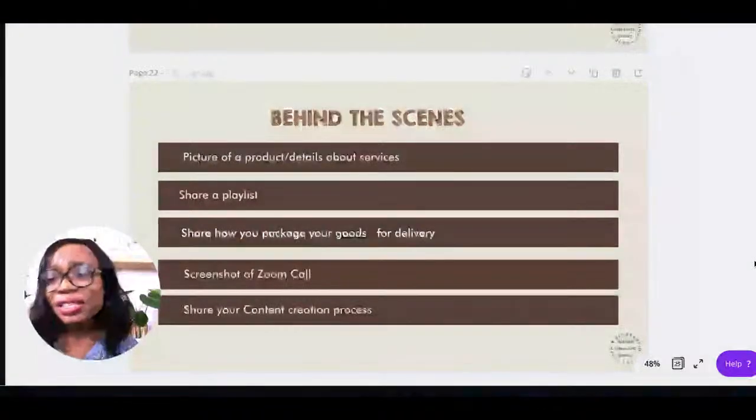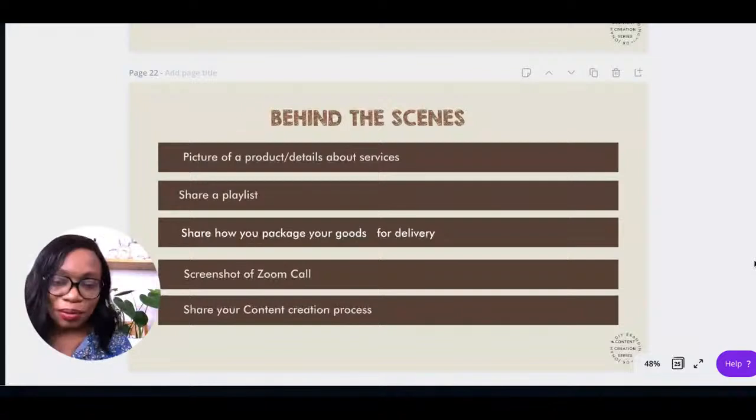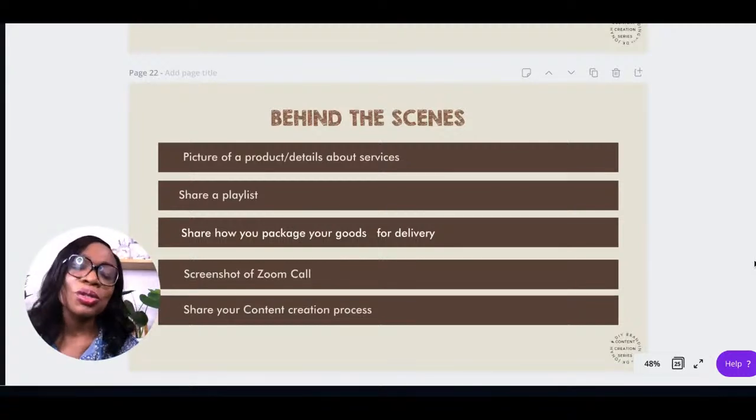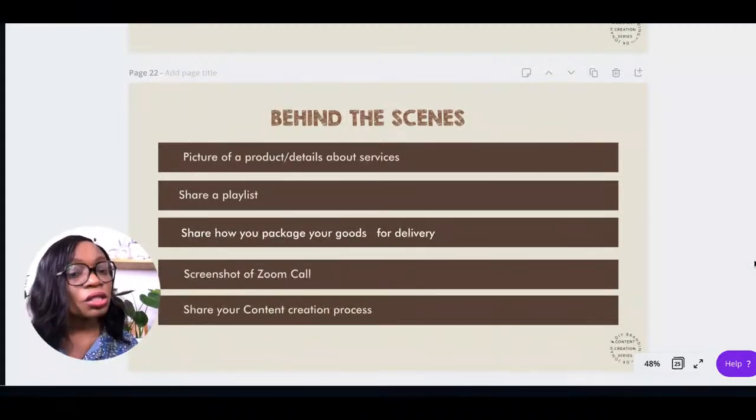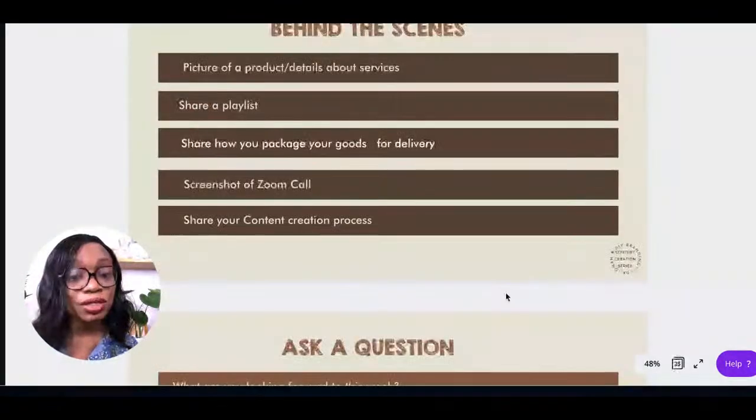Share your playlist. If you're someone that listens to music while you are working, fine. I'm someone, you've seen me play with my hair a lot today because my fan was on. I can share a picture of my fan blowing my hair. That's just showing something behind the scenes to show people how I get started. Screenshot of your Zoom call. Share your content creation process, which is something I'm going to share this week. I'll take people behind my content creation process.